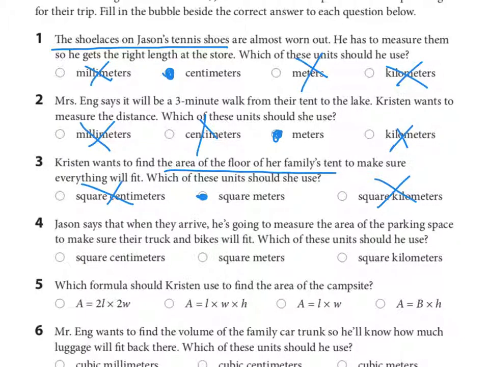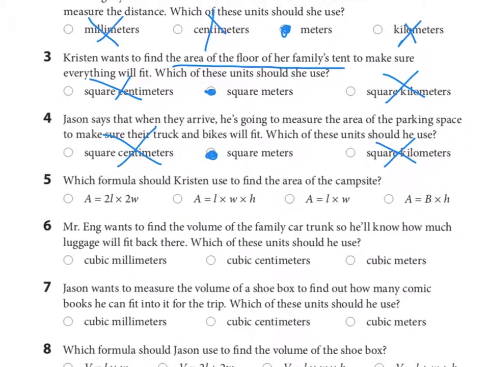Number 4, Jason says that when they arrive, he's going to measure the area of the parking space to make sure their truck and bikes will fit. Which of these units should he use? Again, square kilometers sounds way too big of a unit to be using for this. Square centimeters sounds too small, so square meters is where it's at.